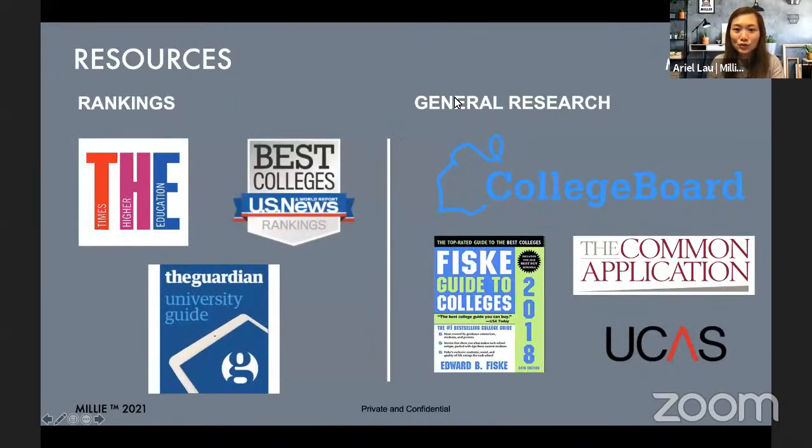So into one of our last slides: the resources that you can use to research your universities and start building your university list. The first one is actually relying on the rankings. I know students really like to take a look at rankings.